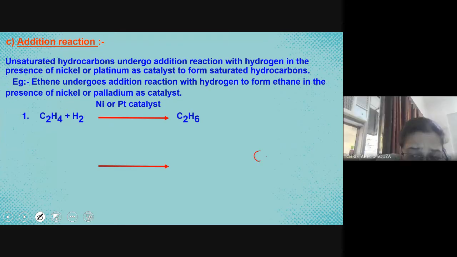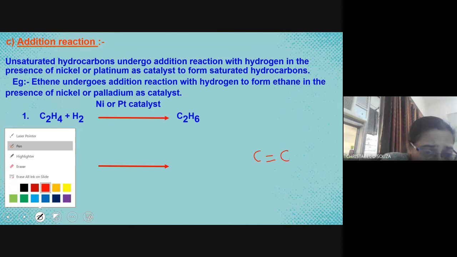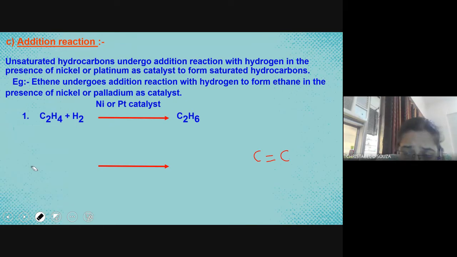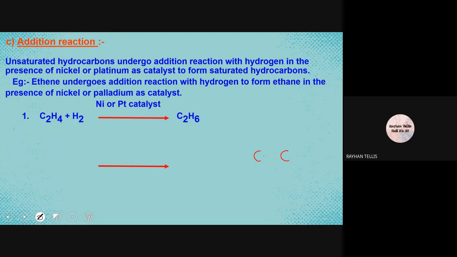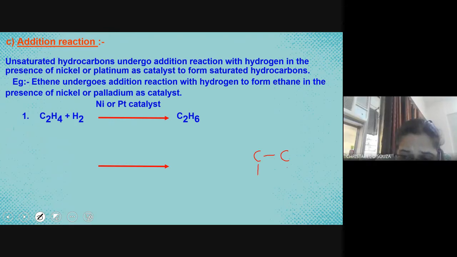I wanted to show you that this is the double bond. This gets cancelled. The double bond gets removed and becomes a single bond, right? Yes, single bond. And here you have these two places where your hydrogen goes and attaches. This is whenever there is nickel or palladium as a catalyst. So ethene undergoes addition reaction to form ethane.